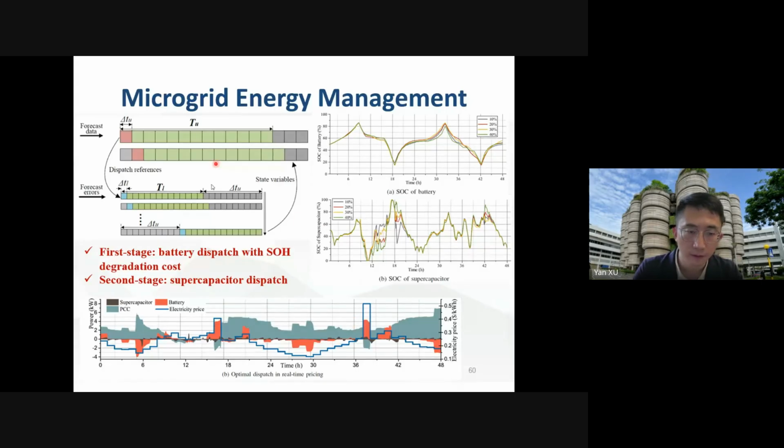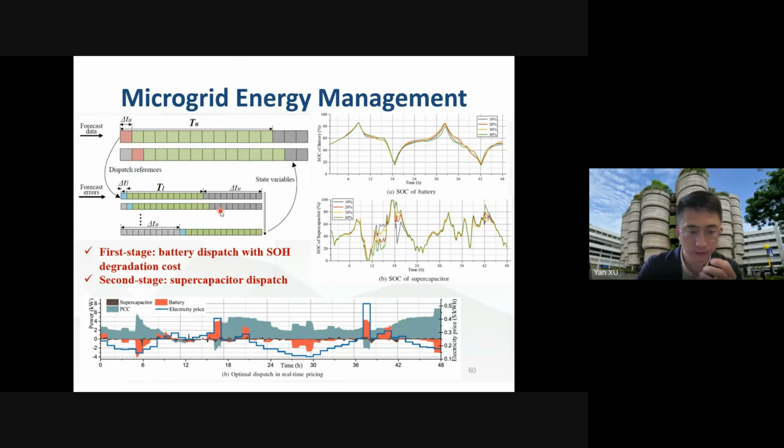Okay. Now let me show some results. Okay, so here you can see, you remember what I have said. I want to make use of the high power density of the supercapacitor and the high energy density of the battery. So these two energy storage technologies compensate each other. The battery has a relatively slow responding speed. So we dispatch it in the first stage. Okay, we dispatch every hour.